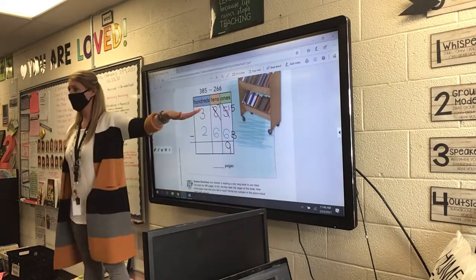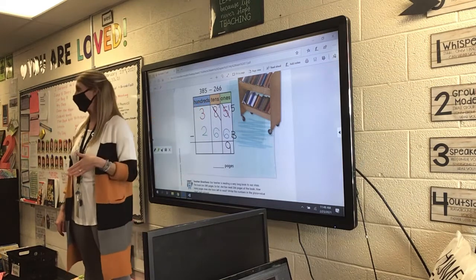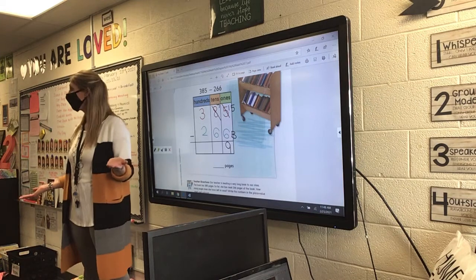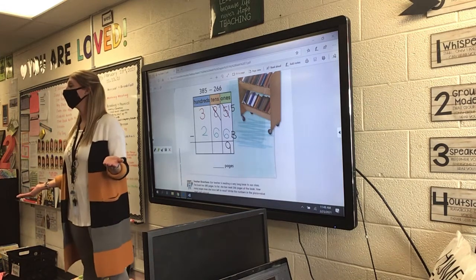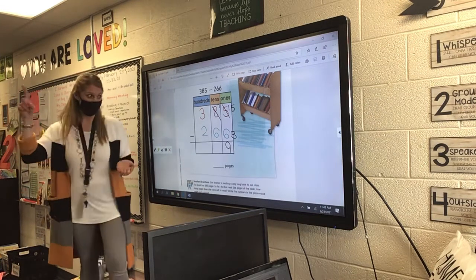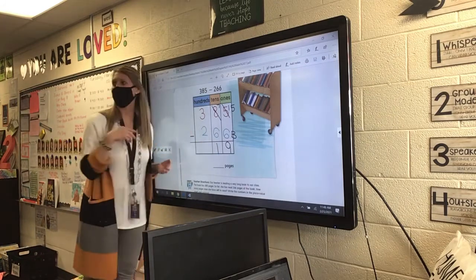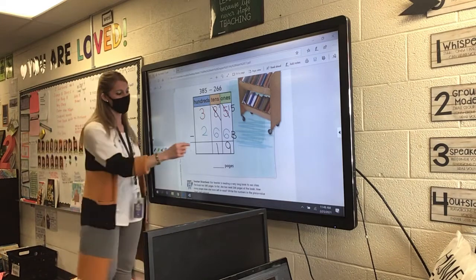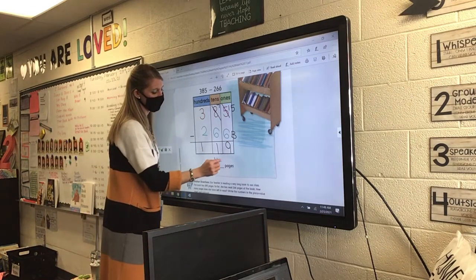Now I have 7 tens left. 7 minus 6. Can I do that? No. 7 minus 6 is what? 1. And then I can do my hundreds. 3 minus 2 is 1. So I have 119 pages left.